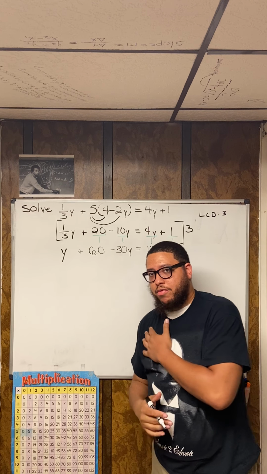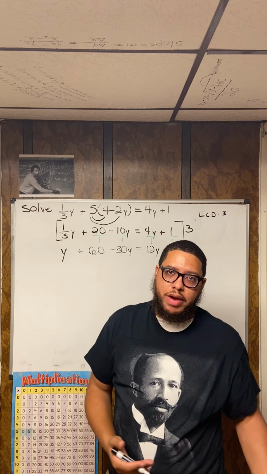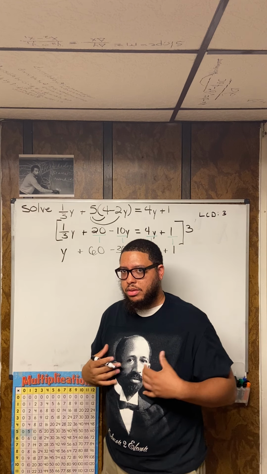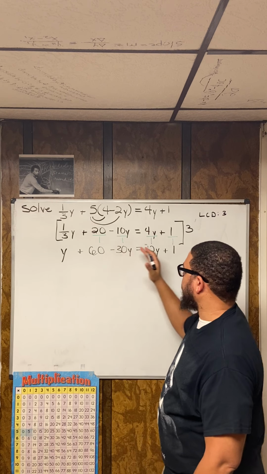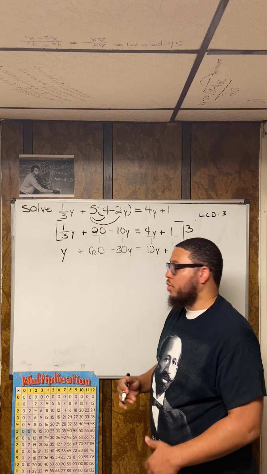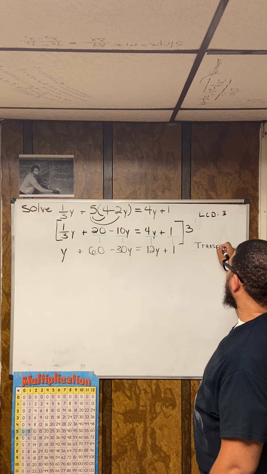I typically like to put my variables on the left side. You don't have to do that. You might want your variables on the right side. But the way I roll, I put all my variables on the left side, and then I put my constants on the right. That's called transposing. So put that in your notes. My next step is going to be to transpose.